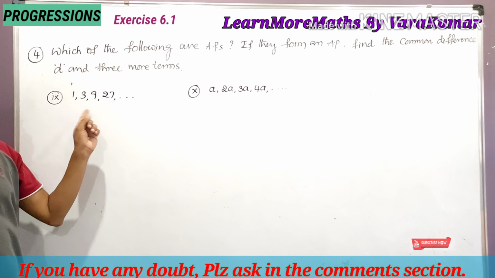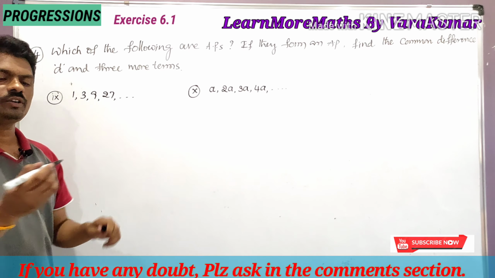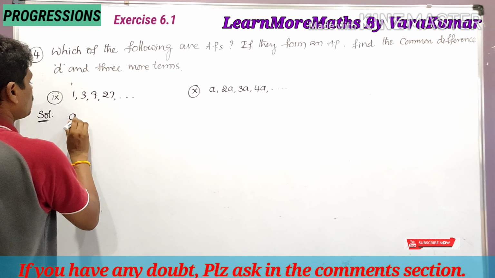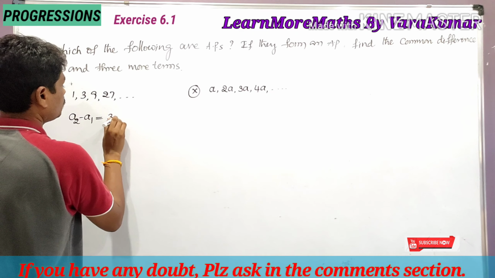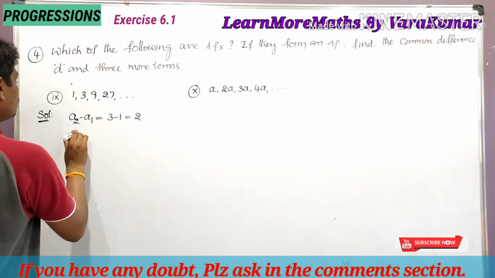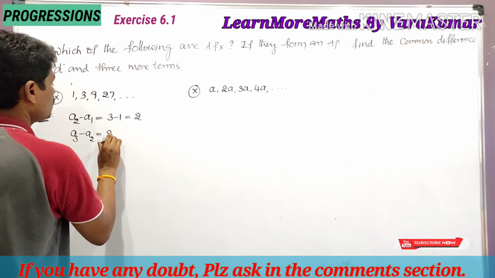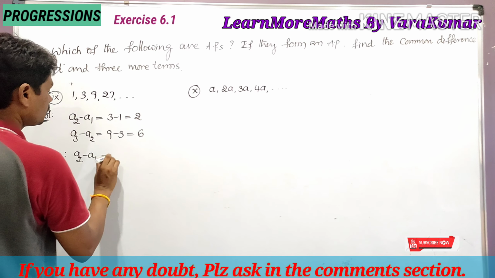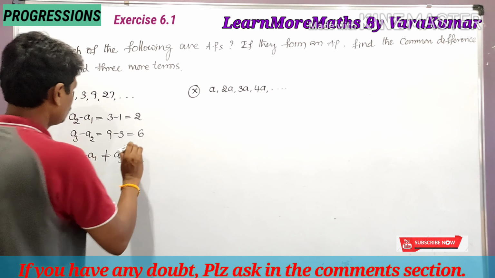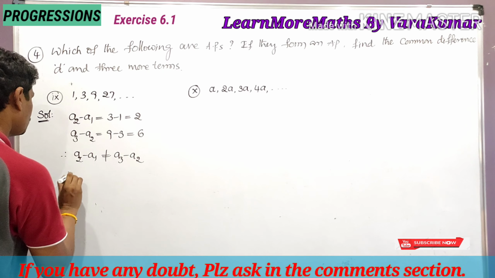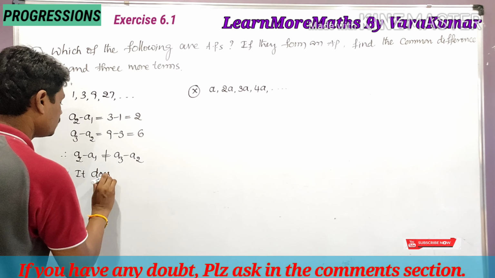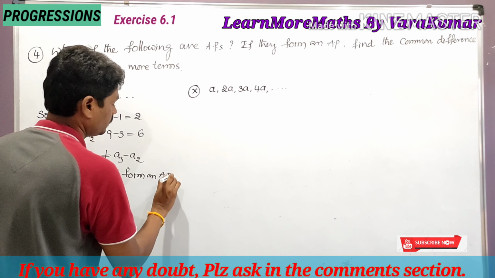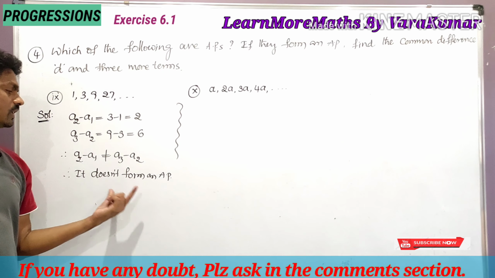Student, this is the ninth bit in the fourth problem. 1, comma, 3, comma, 9, comma, 27 he has given. Again, you have to check whether it forms an AP or not by finding the common difference. A2 minus A1 is equal to 3 minus 1, which is 2, student. And A3 minus A2 is equal to 9 minus 3, which is 6. Therefore A2 minus A1 is not equal to A3 minus A2, so the common difference is not the same. Therefore, it doesn't form an AP. If it formed an AP you would have to find three more terms, but it doesn't.